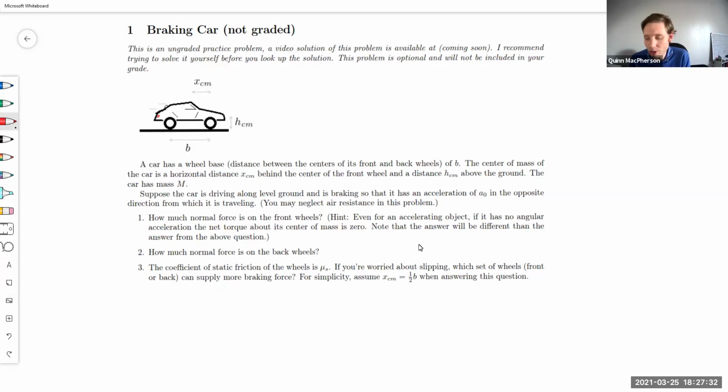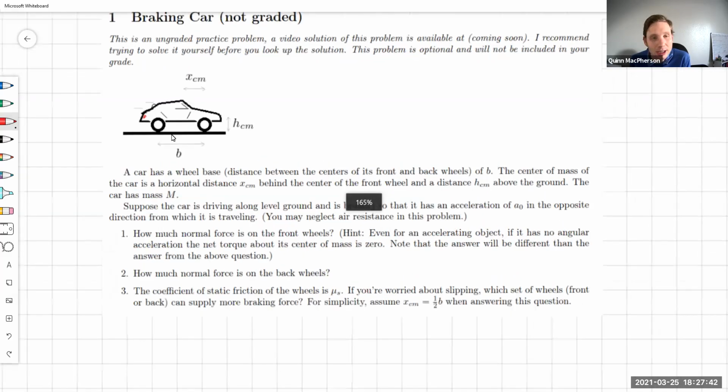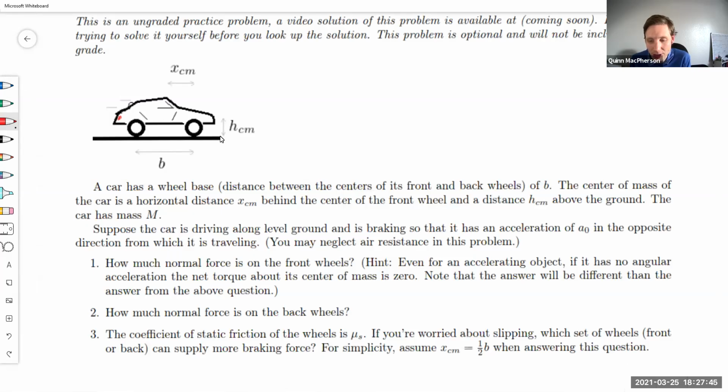Hello. In this video, I'm going to derive the solution to this problem involving a braking car. So the idea is you have a car, it's got a wheelbase B, its center of mass is height h above the ground, and a distance x center of mass behind the front wheels. So we can draw our center of mass right there.